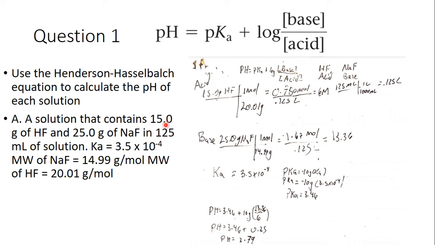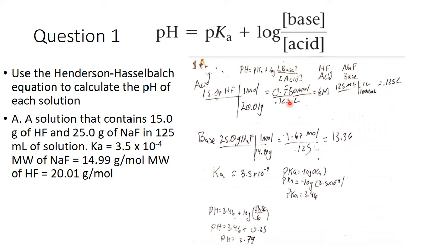If we look at this question, we're given grams and milliliters, but we want molarity. So after I figure out what's my acid and what's my base, I'm going to switch both of these to molarities. I have 15 grams of hydrofluoric acid. Molecular weight is 20.01 grams per mole. So put 20 grams on the bottom, 1 mole at the top, and we find the moles of hydrofluoric acid are 0.750 moles.